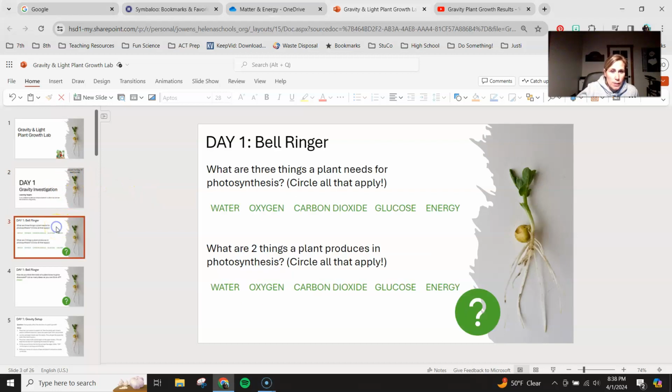Okay, so to start off, you have a bell ringer for today. What are the 3 things a plant needs for photosynthesis? You're going to circle all 3 things that apply. So what does a plant use in photosynthesis? What does it need to grow, and whatever else you want to look at? And then what are 2 things a plant produces in photosynthesis? So what are the outputs of photosynthesis? There should be 2 that you circle here.